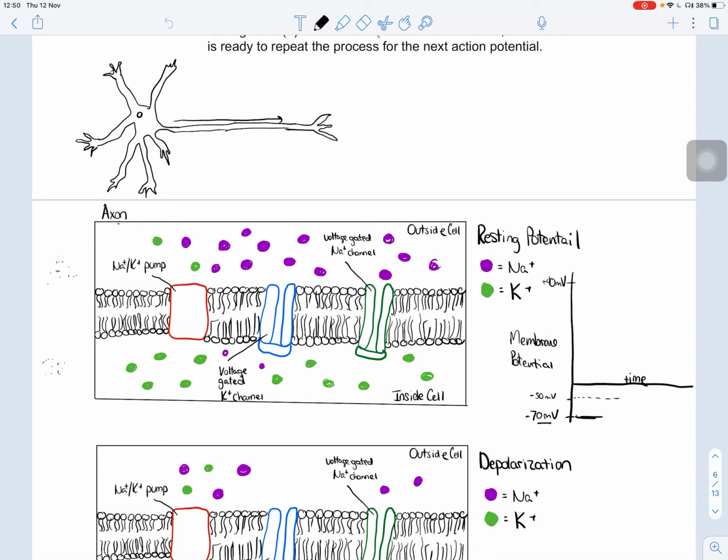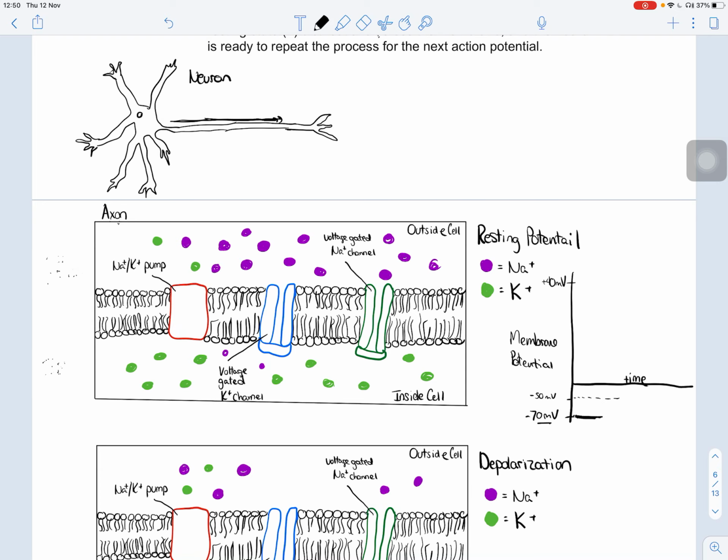This video is going to look at how we generate an electrical impulse along the axon of a neuron. All right, so here's our setup. We're at the axon here. The resting potential sits at -70.